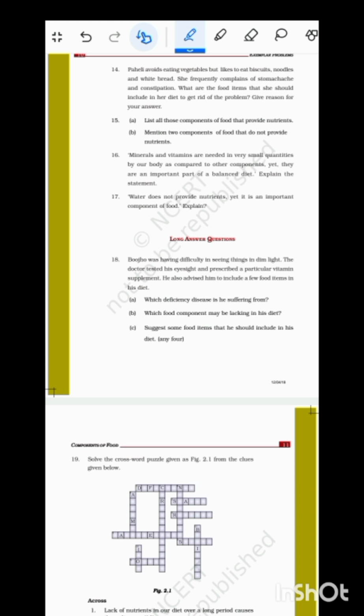He also advised him to include a few food items in his diet. Which deficiency disease is he suffering from? He is suffering from vitamin A deficiency, and the name of the disease is night blindness, because there is a mention of dim light. So which food component may he be lacking in his diet? Night blindness happens due to lack of vitamin A. Then question C. Suggest some food items that he should include in his diet. Any four. So name any four items that are rich in vitamin A: green leafy vegetables, cod liver oil, papaya, mango, carrot, etc.